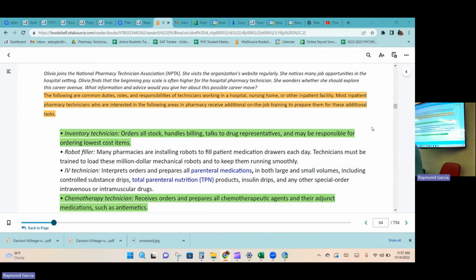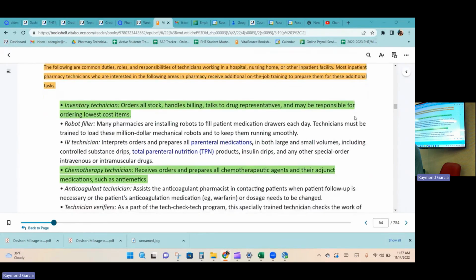So we have an inventory technician who orders all stocks, handles billing, talks to drug reps, and may be responsible for ordering low-cost items.